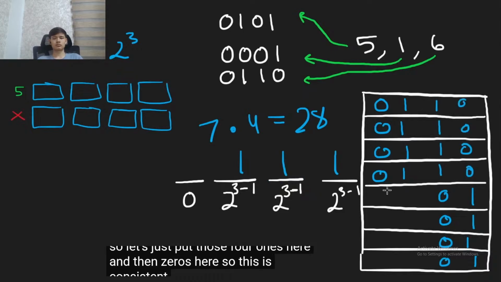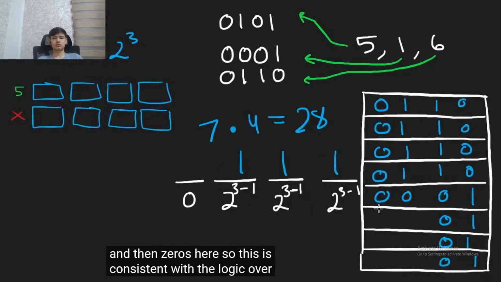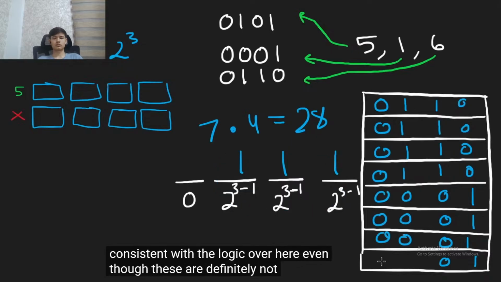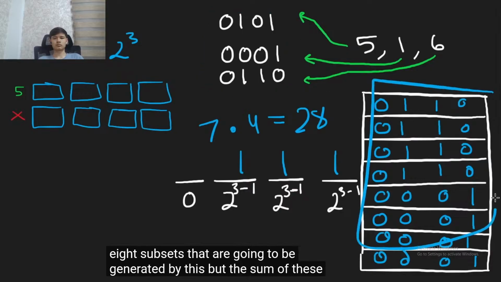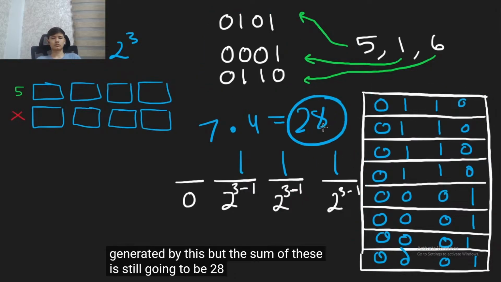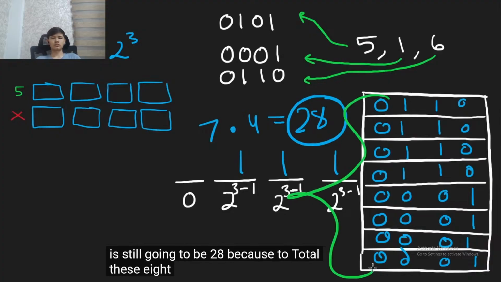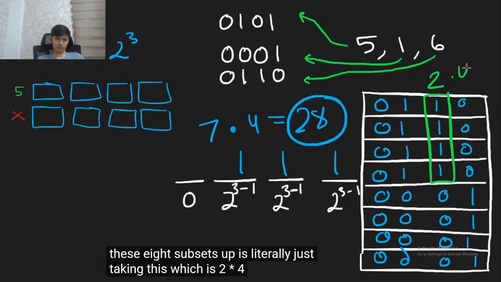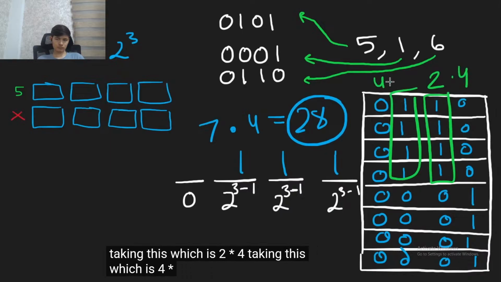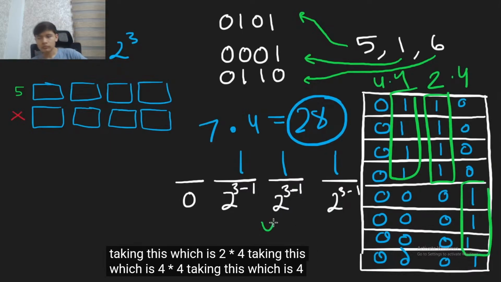So this is consistent with the logic over here, even though these are definitely not the 8 subsets that are going to be generated by this, but the sum of these is still going to be 28. Because to total these 8 subsets up is literally just taking this, which is 2 times 4, taking this, which is 4 times 4, taking this, which is 4 times 1.